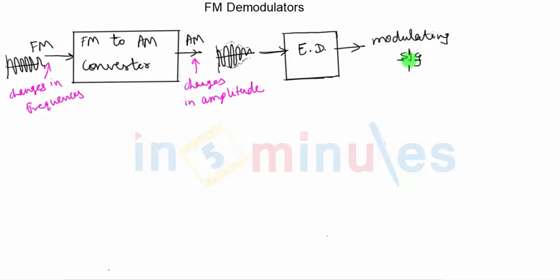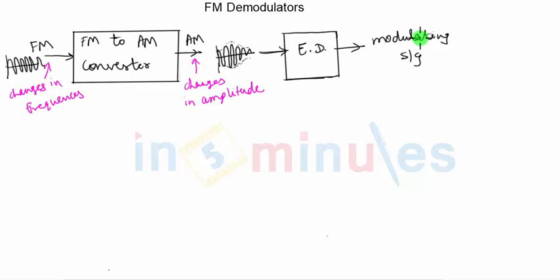So this is the basic principle in the FM demodulation process. You convert FM to AM first, and because now there are variations in the amplitude, I can give it to an envelope detector. It will detect the envelope, which will represent my modulating signal.